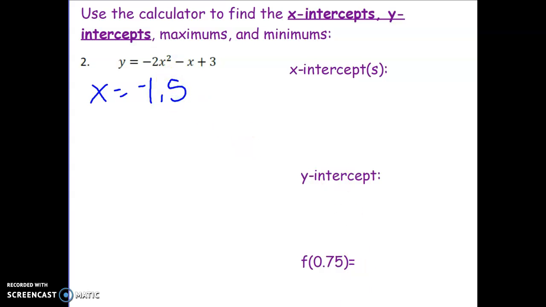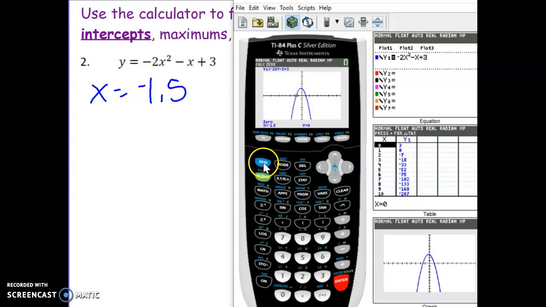Okay, now let's do that again to find the second one. So second, trace to get to the calculate screen. Again, I'm going to choose number 2, which is 0. Okay, it's going to ask me to be on the left of this point, so I need to scoot my cursor over here. I'm going to stay to the left of it, but I do need to scoot over there closer to it. So let's go a little closer. There we go. So do you see I'm on the left-hand side of that point?